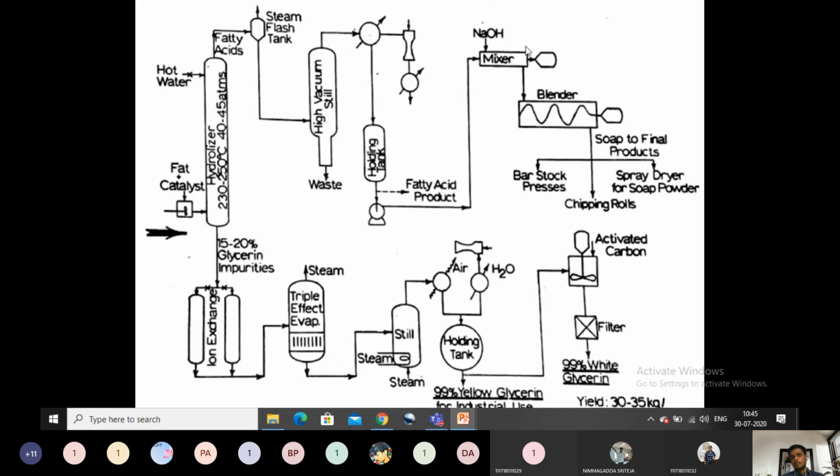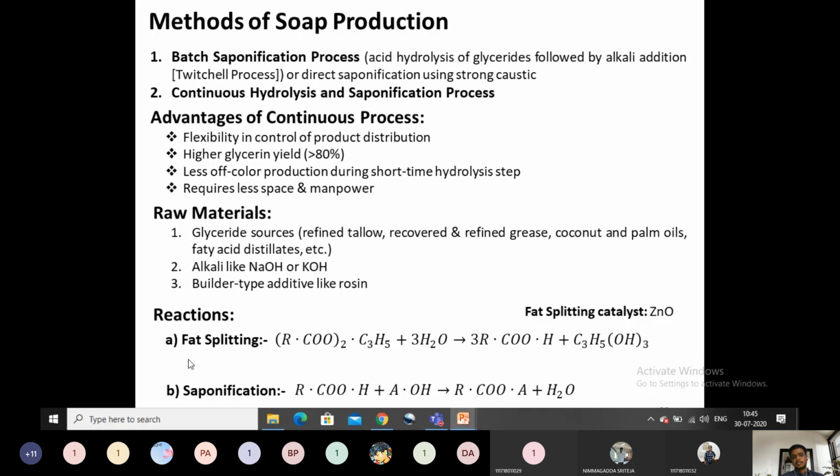Then this composition of alkali and free fatty acids, mixed at high speed in a mixer, will be sent to a slow speed blender, in which the saponification reaction will be carried out. The saponification reaction as given in reaction B is carried out, in which one fatty acid molecule will react with an alkali, like A. You can see this is A. A is nothing but Na or K. When we are using sodium hydroxide, this A refers to Na. When we are using potassium hydroxide, it is referred to as K, potassium.